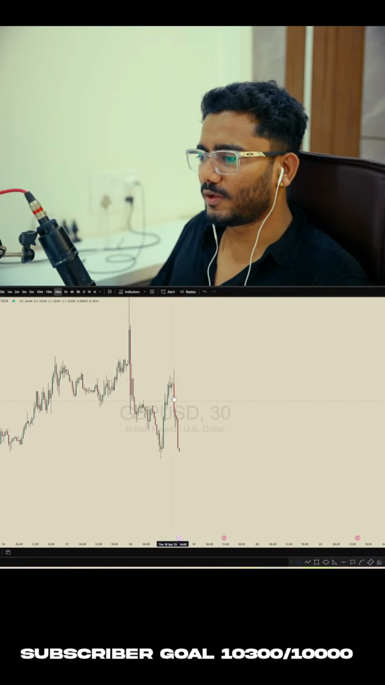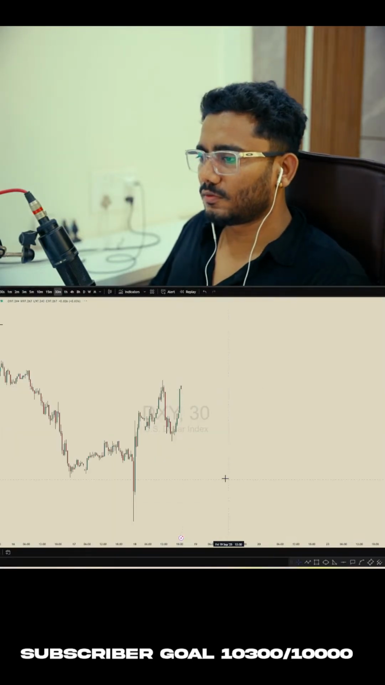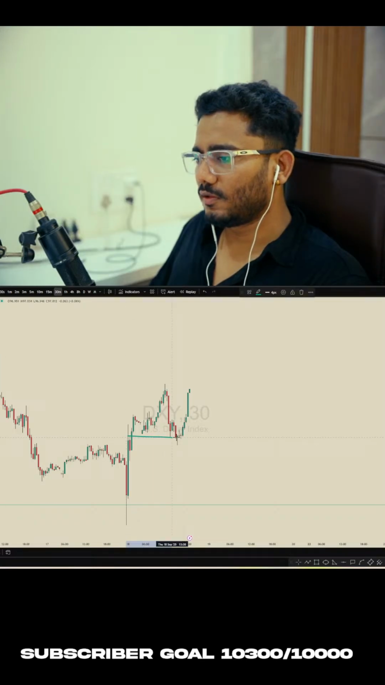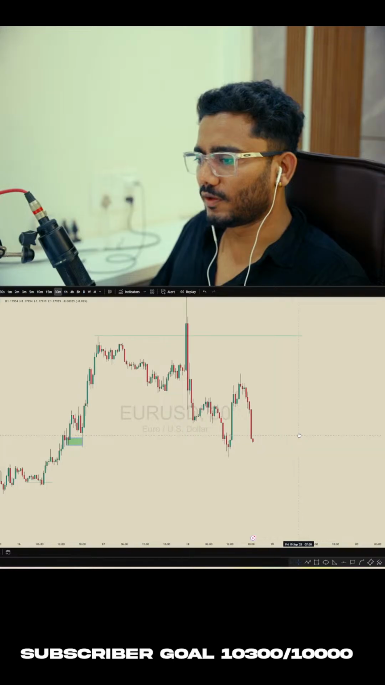Same on GBP USD, price will continue. We can say DXY, I knew that DXY will react and break this side. That's why EU and GU will continue to the downside.